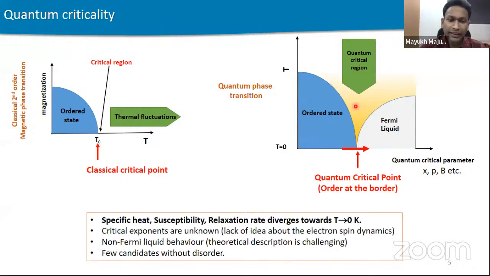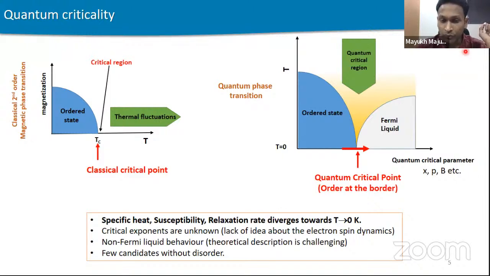Similar to the classical critical point, all the different physical parameters, susceptibility, specific heat, relaxation rate, diverge as T tends to 0. Due to the presence of these quantum critical fluctuations, the power laws and universality classes of normal classical phase transitions are of course not going to be valid here. And till now, there are not that many systems by which you can study this quantum critical point, especially systems where there is not much disorder. That's why these kinds of systems are very interesting.